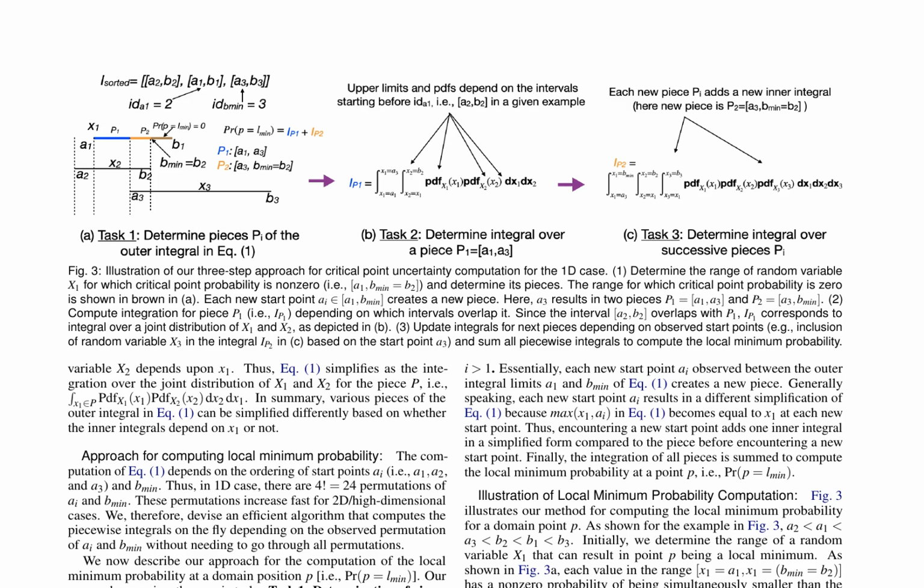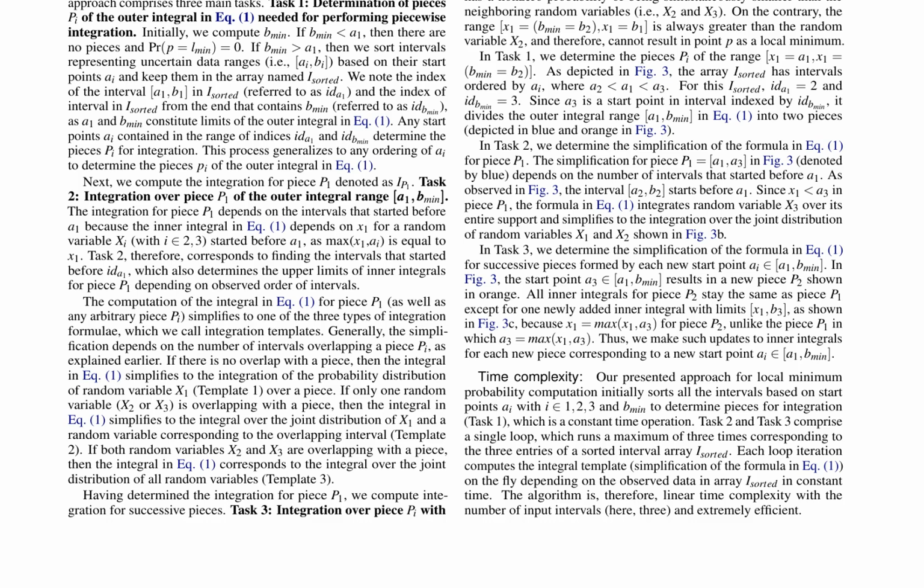The paper also provides an illustration of the method for computing the local minimum probability, showing how the pieces of the outer integral range are determined and how the integration is computed for each piece. The time complexity of the approach is linear with the number of input intervals.